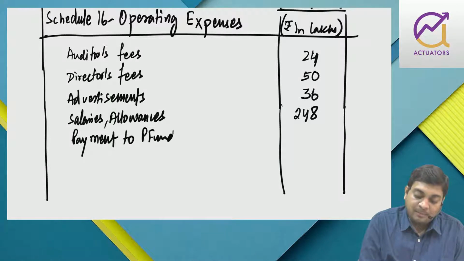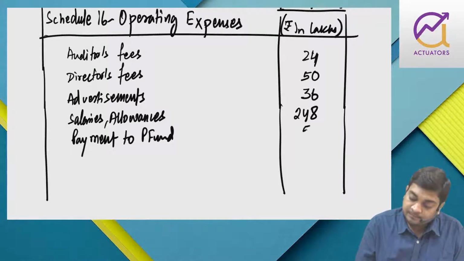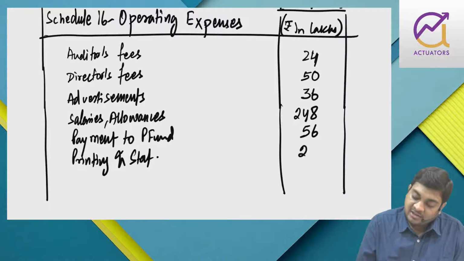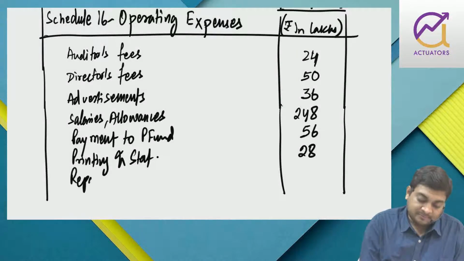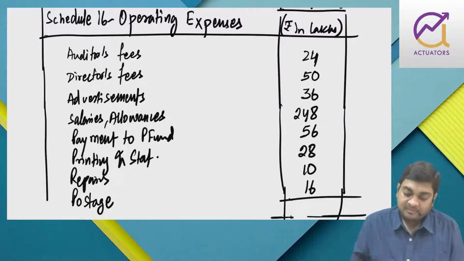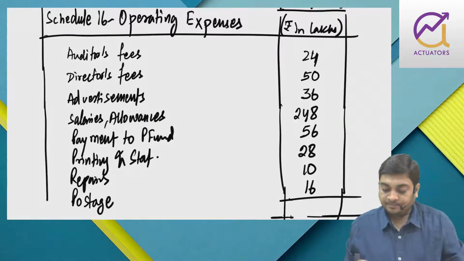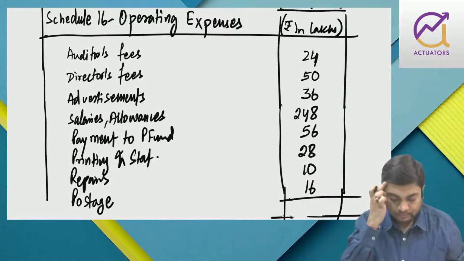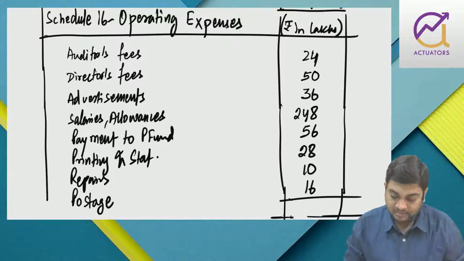Payment to provident fund, you know that employer and employee both need to contribute. Printing and stationery 28. Repairs 10. Postage and all 16. Just take the total of it. 24 plus 50 plus 36 plus 248 plus 56.